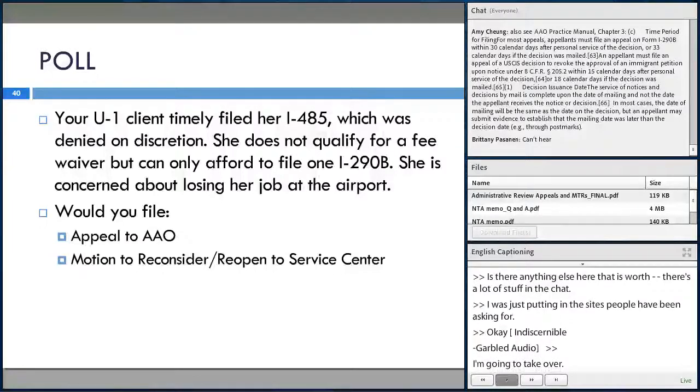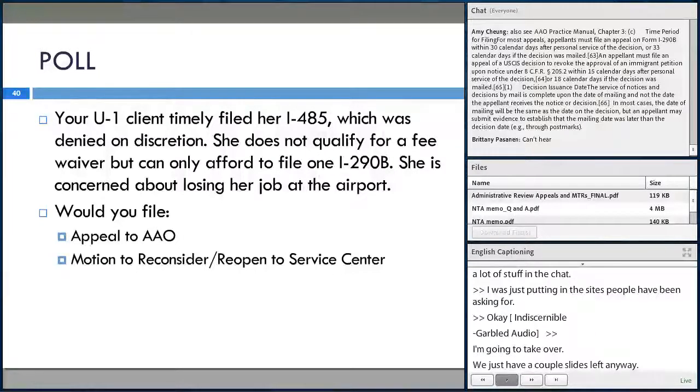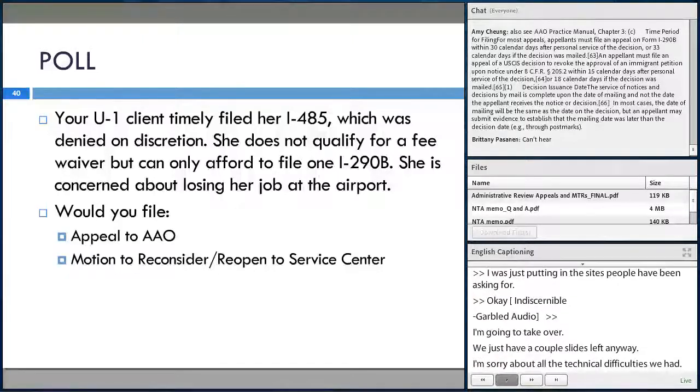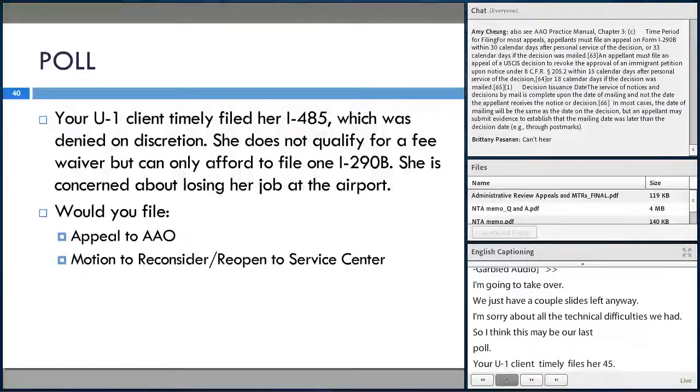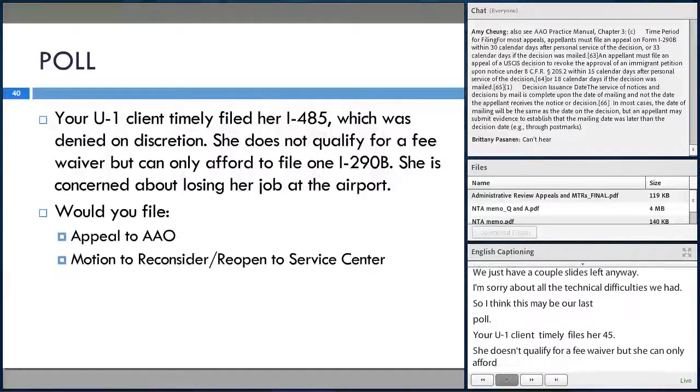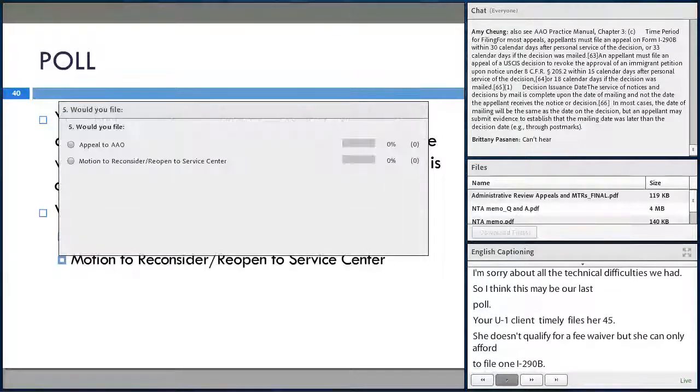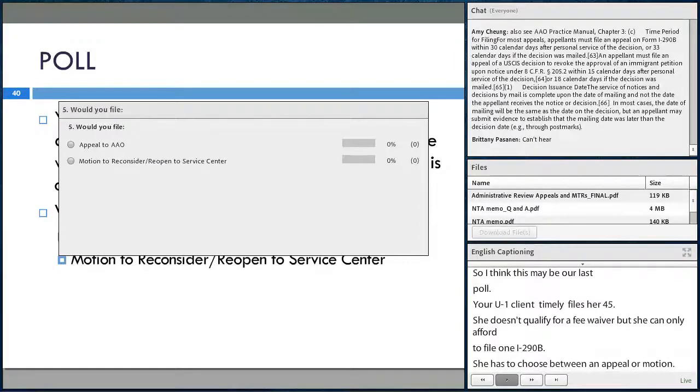All right, so I think this might be our last poll. Your U1 client timely filed her I-485, which was denied on discretion. She doesn't qualify for a fee waiver, but she can only afford to file the I-290B. So she's got to choose between an appeal or a motion. And her other consideration is that she is worried about losing her job at the airport. And so, would you file an appeal or a motion?